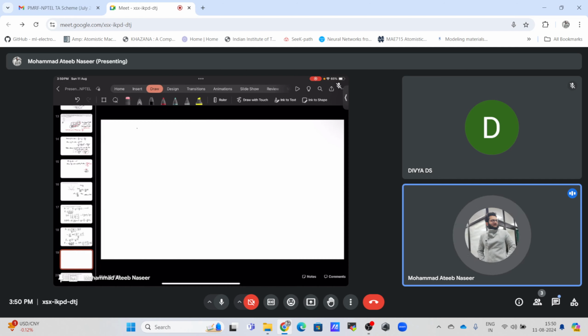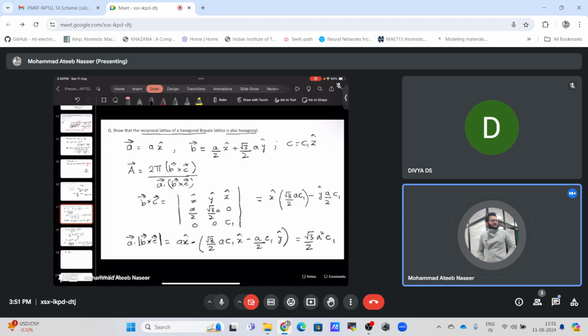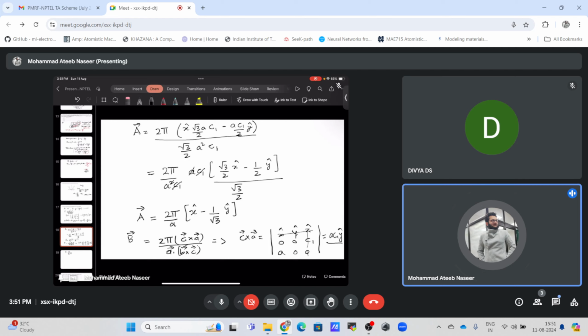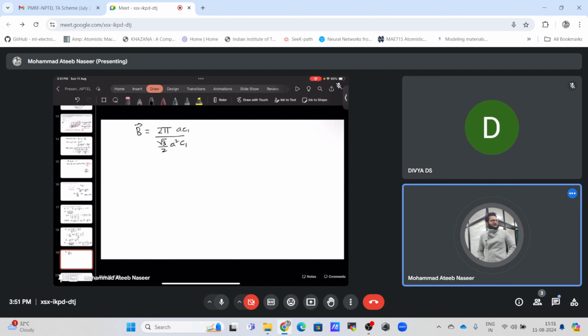So this vector B is simply 2π by the volume, which is √3/2 a² c1, times a c1 ŷ. So this c1 will go with this, a will go with this, and we will be left with 2π/a times 2/√3 ŷ. So this is the reciprocal lattice vector B.